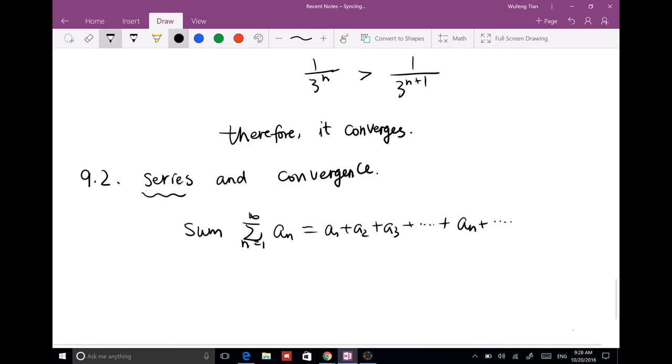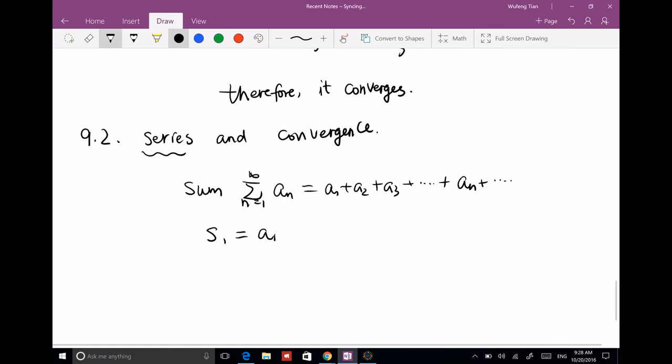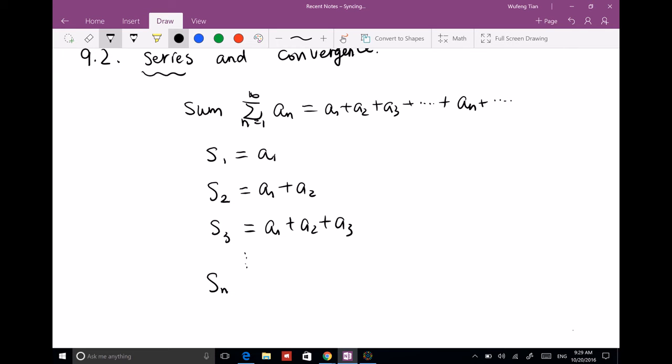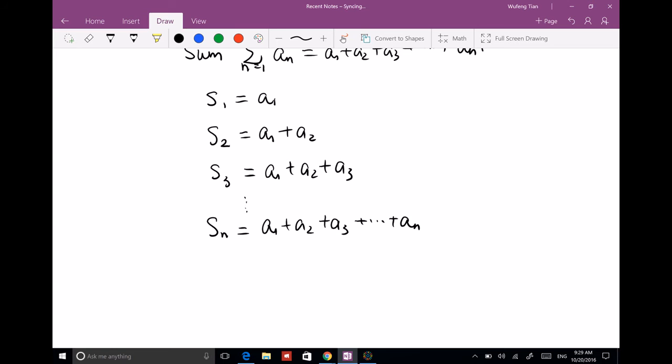Okay, so we have S1 equals A1, the first term. S2 means add the first two terms, A1 plus A2. S3 means the summation of the first three terms, A1 plus A2 plus A3. And Sn means the first n terms, A1 plus A2 plus A3 plus ... plus An. For the infinite series, we call the sum a series.